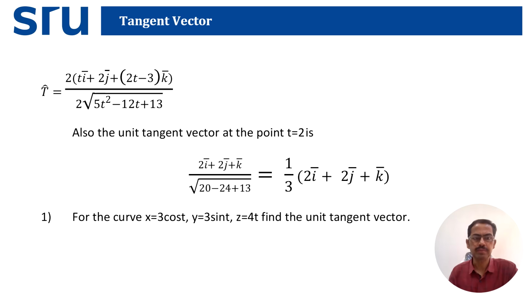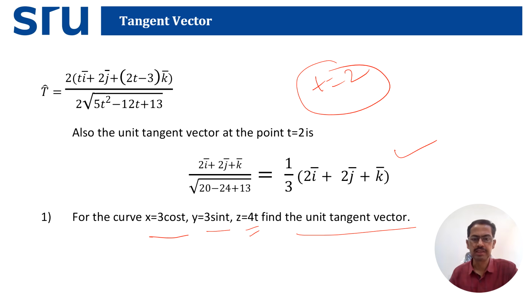Next, this is one more example. Also, the unit tangent vector at a point: we decide at the point t is equal to some value. Just put t equal to that value and simplify, and you will get a particular point. Similarly we can calculate for x is equal to 3 cos t, y is equal to 3 sin t, z is equal to 4t. Find the unit tangent vector.